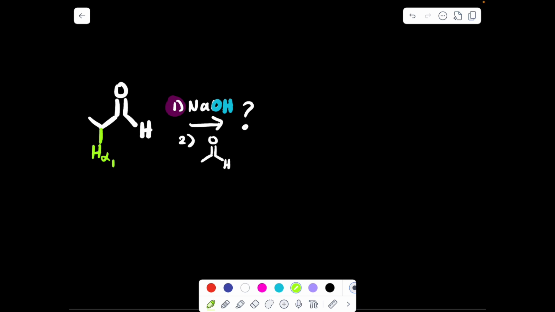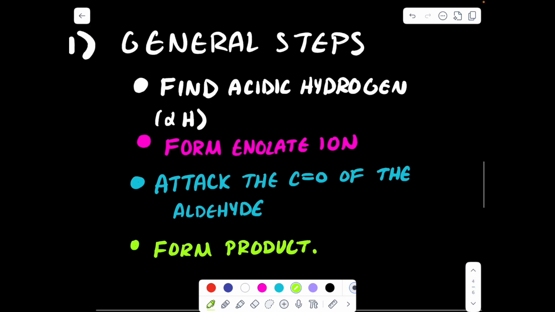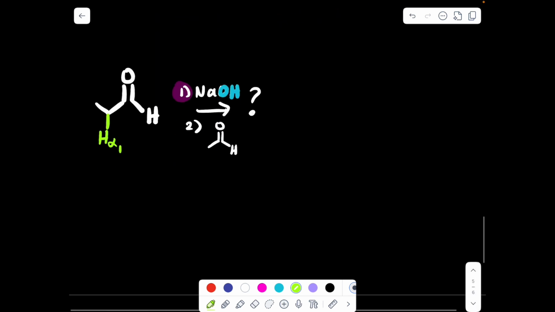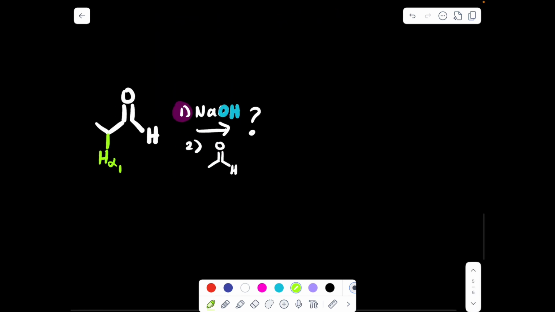So what's step number 2? Step number 2 is forming the enolate ion. How do you form the enolate ion? Well, hydrogen alpha 1 must be stolen by the base. So whenever you have Na paired with anything, it is positively charged, the other thing is negatively charged, and you can pretty much forget the Na exists.